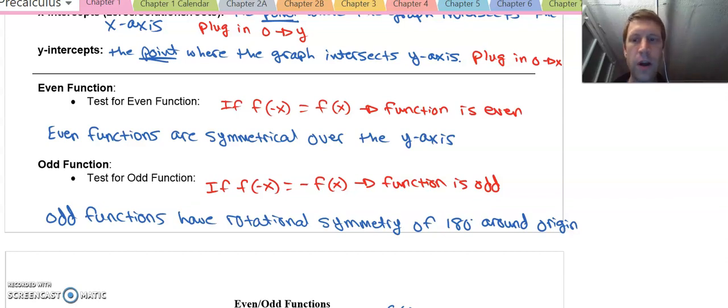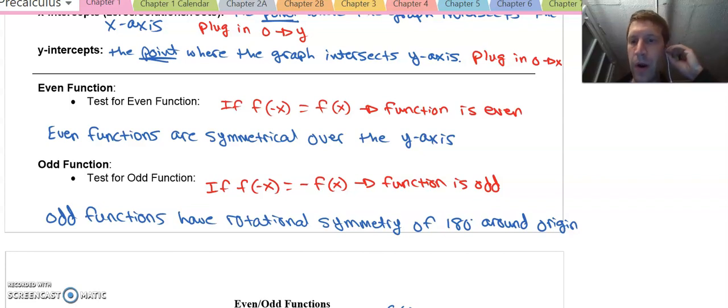Okay, now we're going to talk about even and odd functions. I love talking about even and odd functions. I think that the work for this is so cool, especially once we get into the tests to figure out if a function is even or odd. I'm a huge math nerd, so I guess that makes sense, but hopefully you guys will enjoy this too.